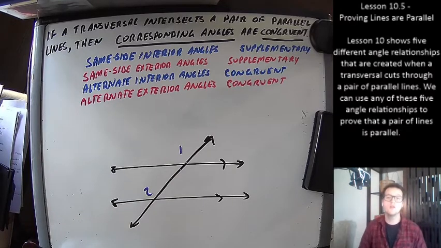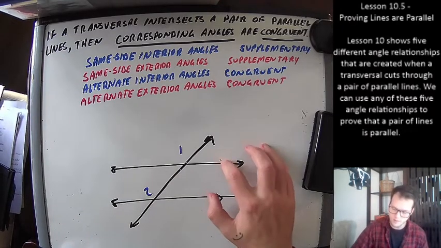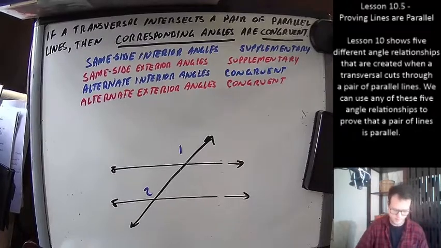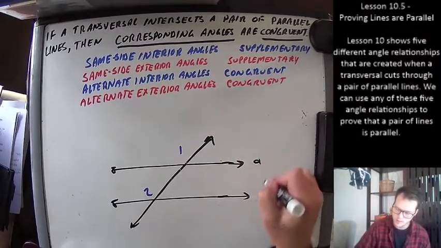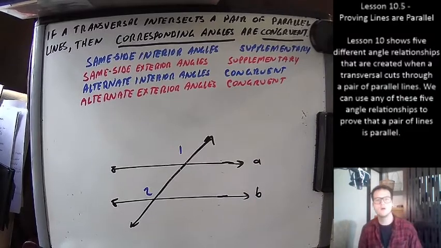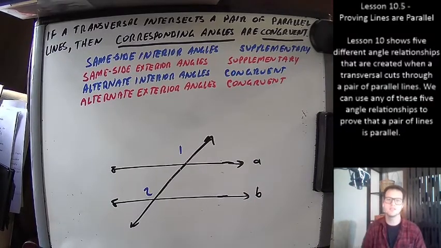What if you don't know that you have parallel lines? So in our figure here, we would just erase these little arrows, and now all of a sudden we have these two lines. We'll call them A and B. We don't know if they're parallel or not. We have to figure that out.